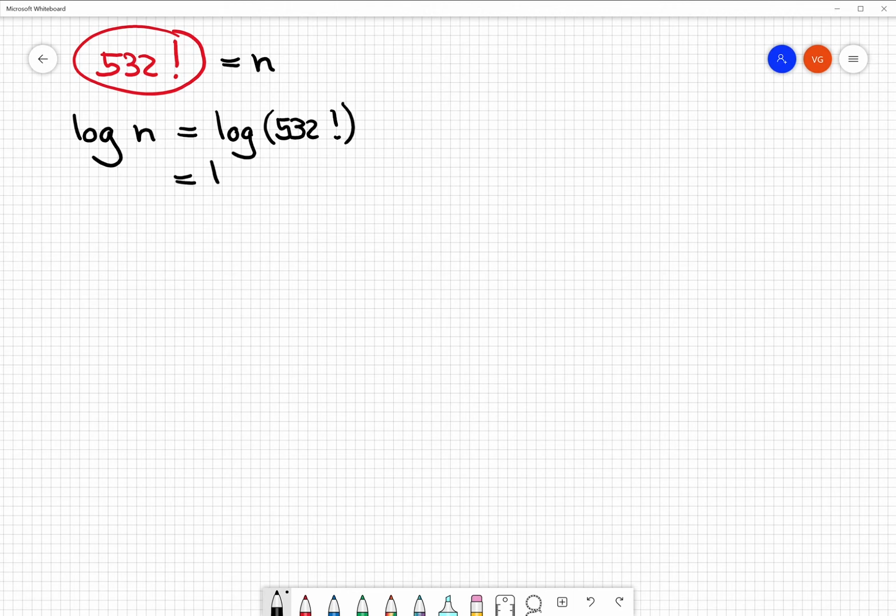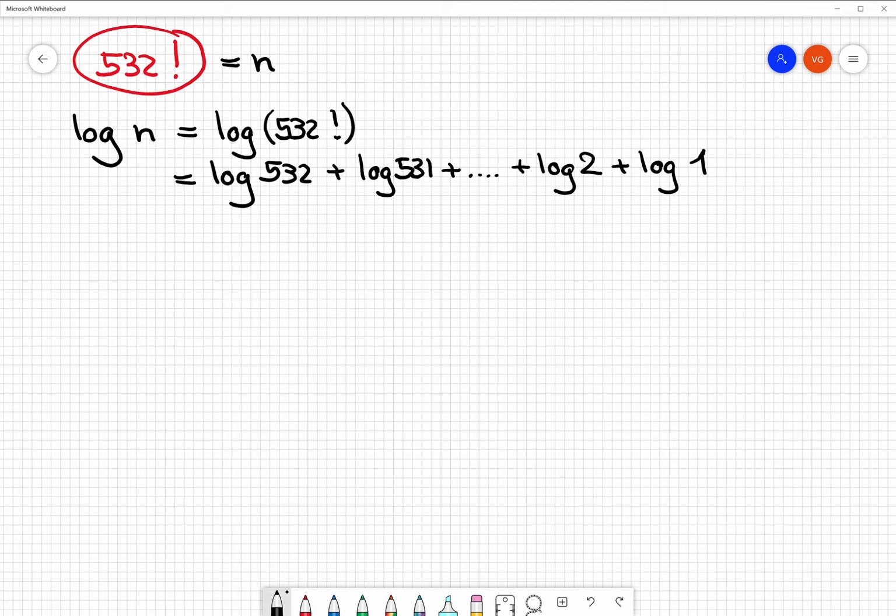This, of course, is the logarithm of 532 times 531 times 530, etc. So it is the logarithm of 532 plus the logarithm of 531 plus, etc., plus the logarithm of 1. Okay? We have to add lots of logarithms. Now, let's look at it this way. Perhaps I want one more: this is the logarithm of 2 plus the logarithm of 1.